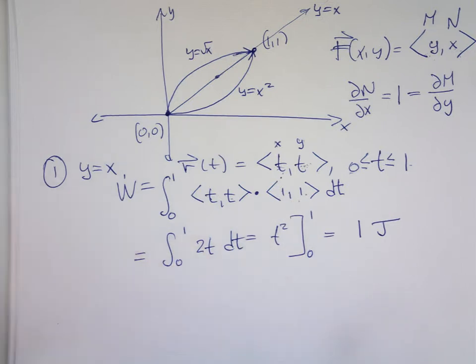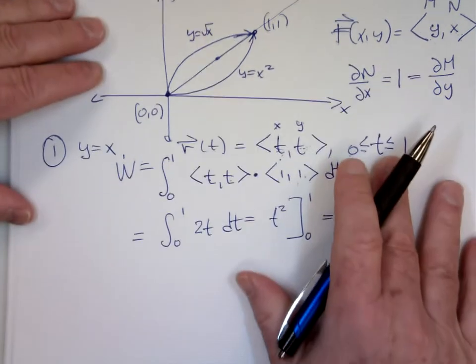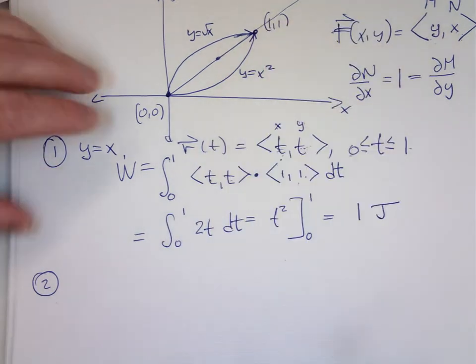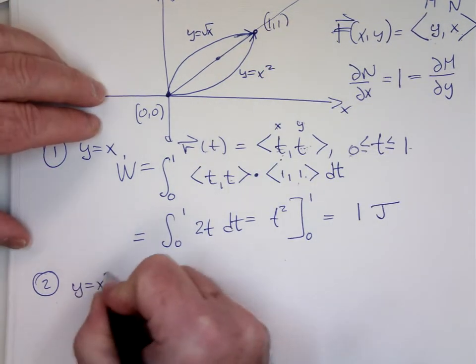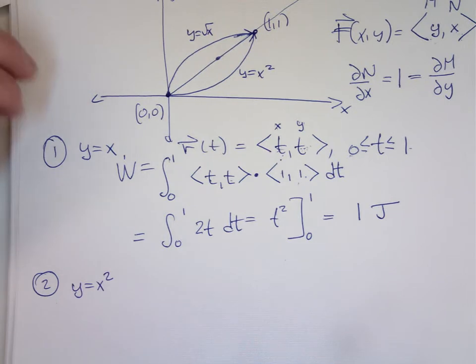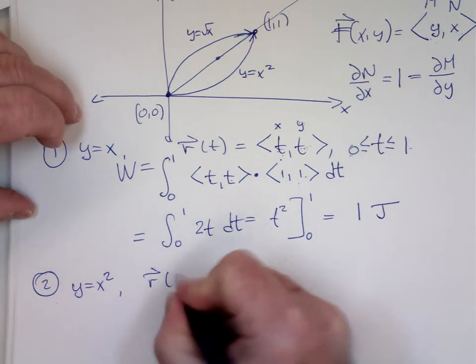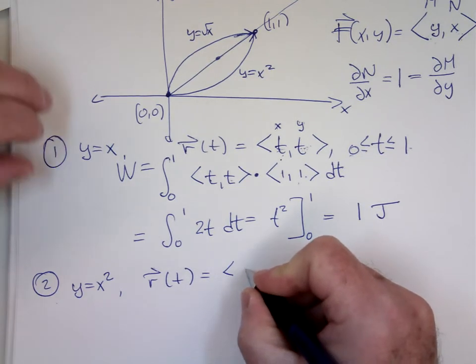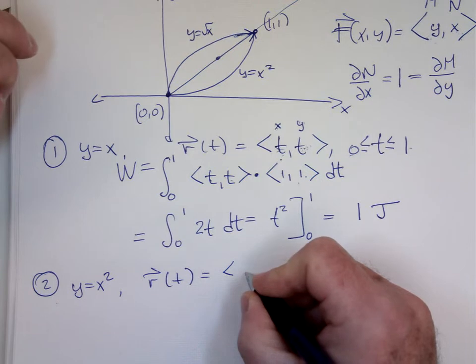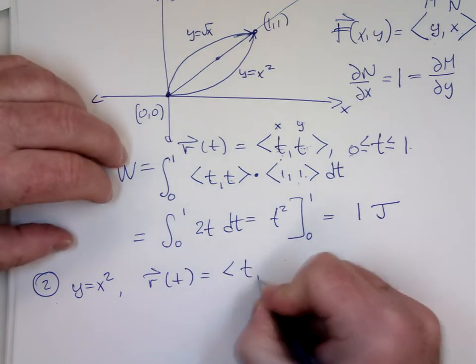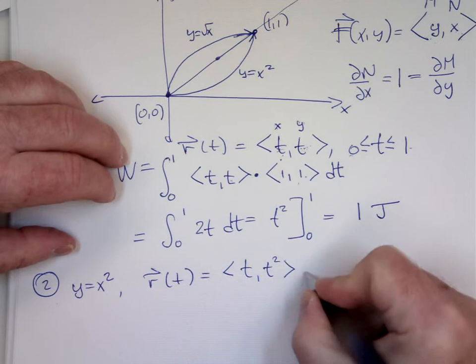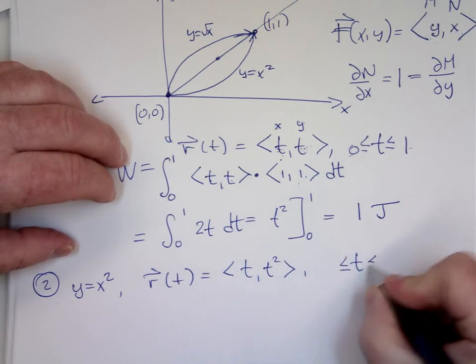We're going to do another one. Let's take another path, number 2. Let's take the path y equals x squared. I need a parameterization of that path. Can someone give me a parameterization of that path? T, t squared. You got it. T squared. T is going to go from 0 to 1.